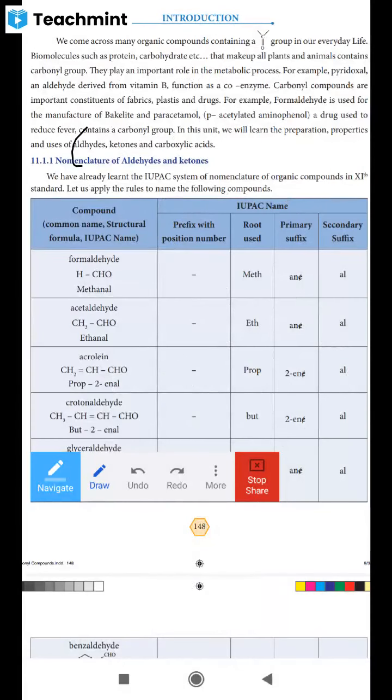So alkene is C, single bond C, double bond C. So this is propane. Here you are having 3 hydrogen, here you are having 1 hydrogen, and here you are having 2 hydrogen. So this is propene.